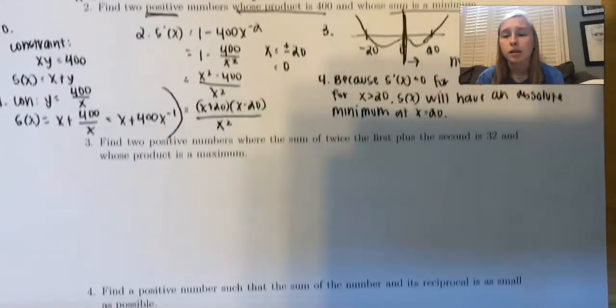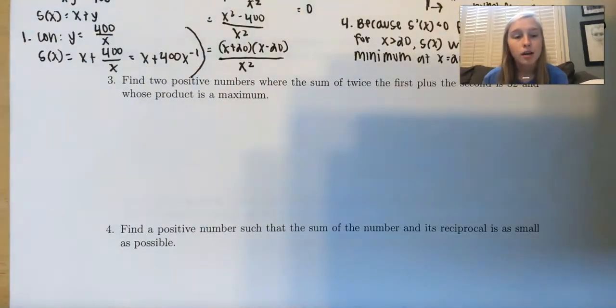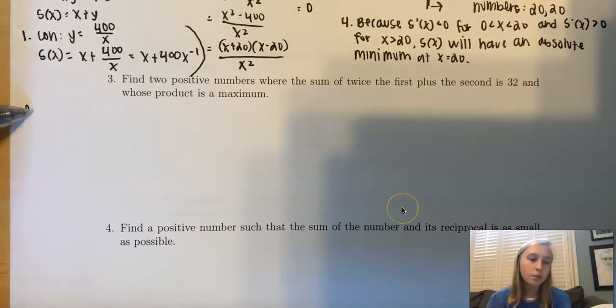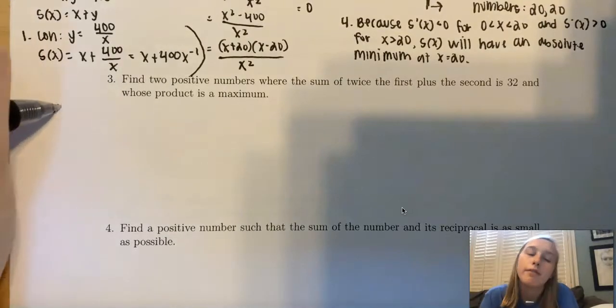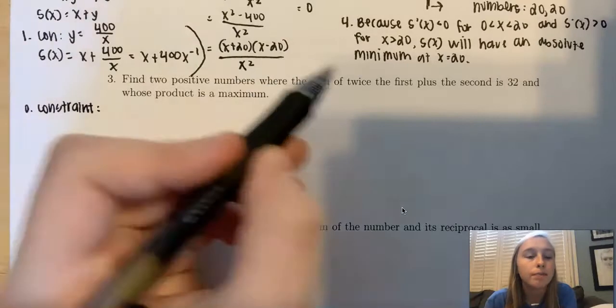Or one of them's negative and positive, like in example 1. All right, moving on. Number 3. Sorry if my face is in the way. I'll move it down again. Number 3. So like I said, finding the constraint and the function you're actually using.